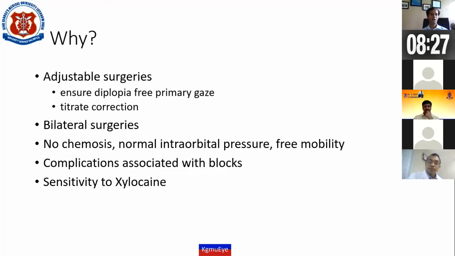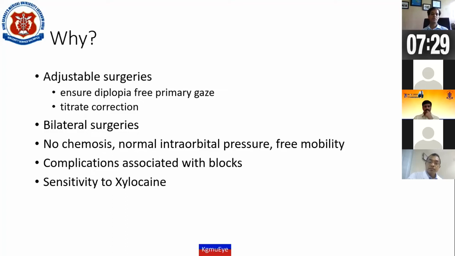When we are doing adjustable surgeries, it allows adjustment on the table. You are able to ensure a diplopia-free primary gaze. And if the patient is under a block, this adjustment has to be done on the third day. So in a good number of patients of concomitant deviation or small angle deviations, we are able to perform the adjustment on the table with patients being under topical anesthesia. Similarly, when adjustable sutures are used, sometimes you have to titrate the correction, and this is also possible with greater ease under topical anesthesia. In bilateral surgeries, you don't want to patch both the eyes, so again it has an advantage. And all the disadvantages of block go, such as chemosis and rise in the intraorbital pressure.